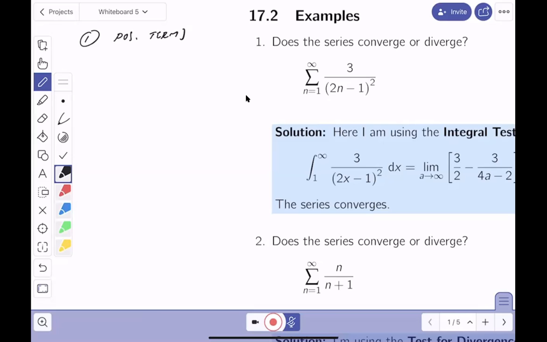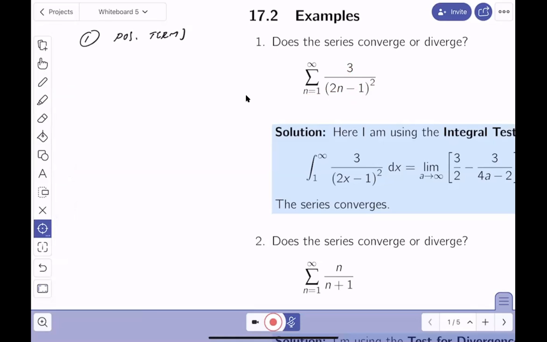Let me go through that with you. If you start with 1, what do you get? 2 minus 1 is 1, and you square it, positive. I hope you start to realize that the only place this becomes 0 is at a half, and that's never there. So you're always squaring some positive number. Every term is positive. So number 1, I know it's a positive term series.